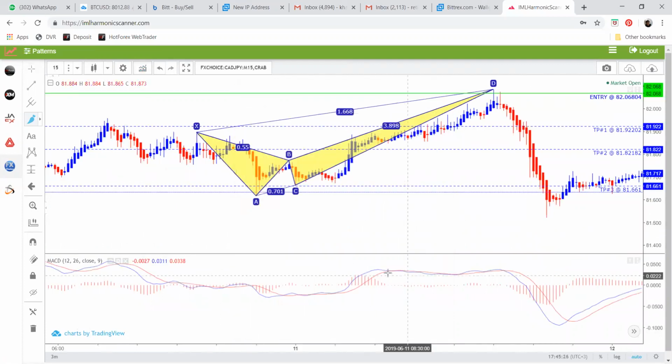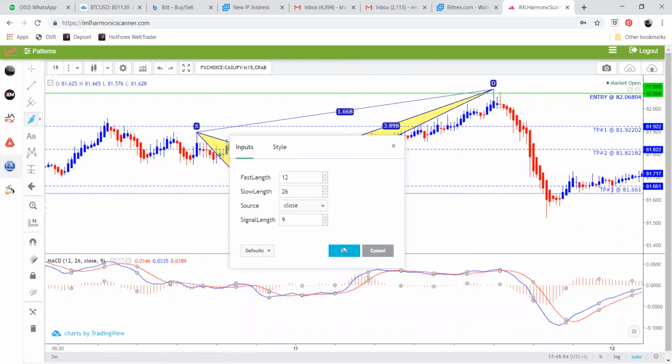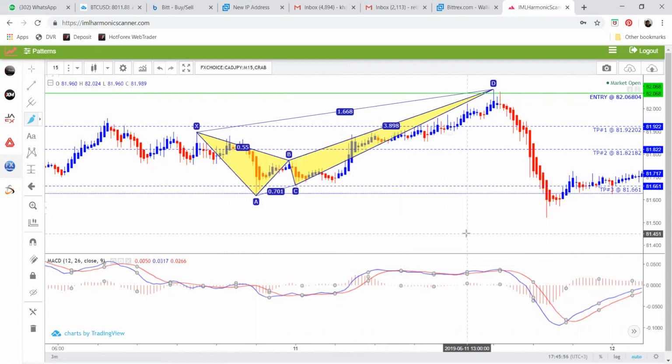Perfect. What we can do with these lines right here is make them a little bit thicker. You click on this format button right here, and we're going to increase this. You can see the lines getting thicker. Increase this too. These lines are going to be important, so we increase it so that we can see, and we just click OK, right? And boom.